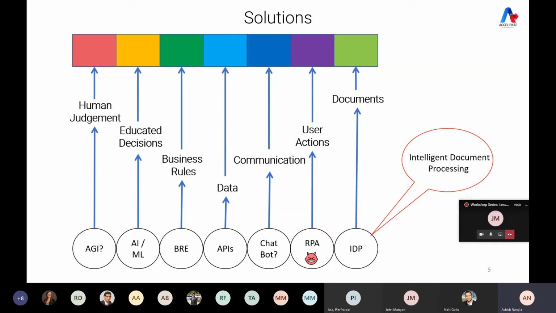We'll talk about what it does and what it does not do, but essentially it's a broader topic. Intelligent document processing is a broader topic than just OCR or just digitization. So we'll talk about that.